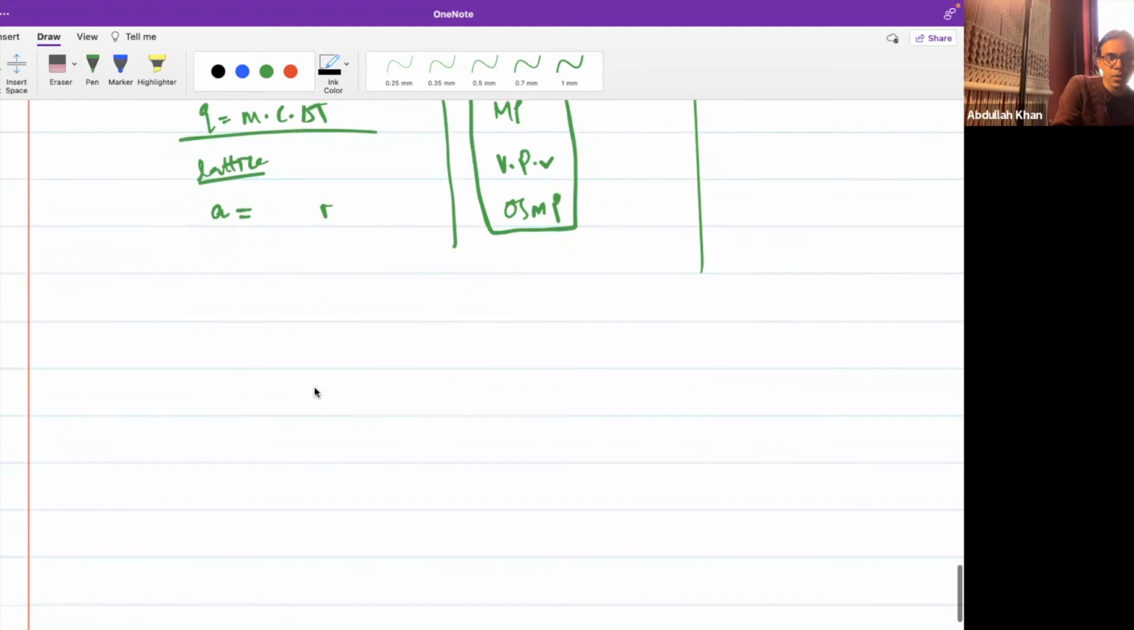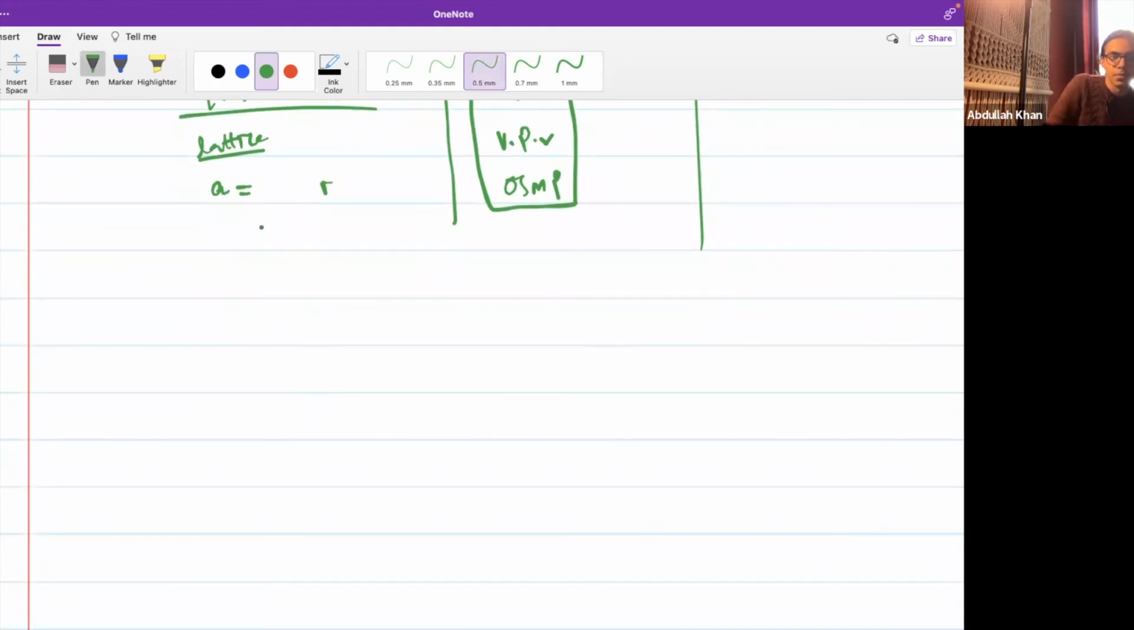You can expect questions like, okay, let's do this real quick. You have simple cubic, you have face-centered cubic, and you have body-centered cubic. Face-centered cubic, you just have 8 atoms at the corners, at the 8 corners.